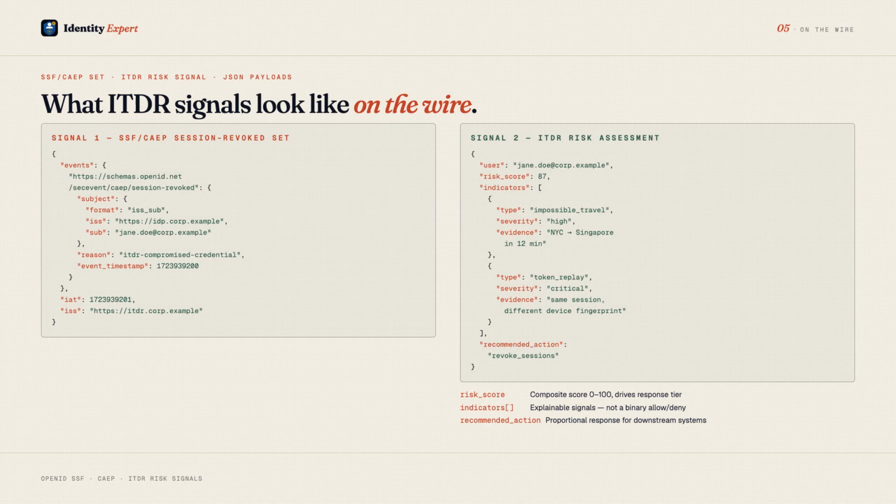The indicators array is what makes ITDR fundamentally different from a binary allow-deny decision. Instead of just saying the authentication succeeded or failed, the engine provides a rich, explainable risk assessment that downstream systems can use to make proportional responses.